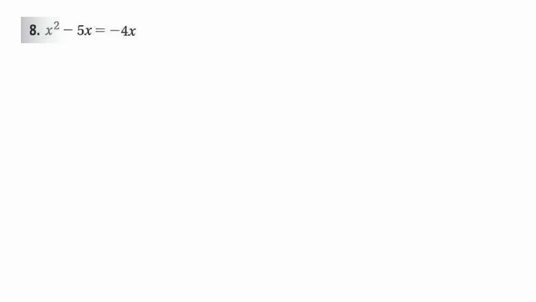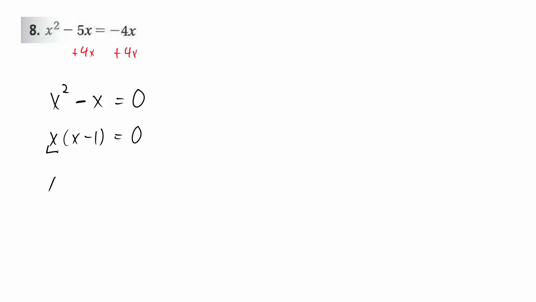For number 8, we have the same scenario. We don't have 0 on one side. I want 0 on one side, so let me move this to the other side. That's 4x. So we get x squared minus 1x, or just minus x equals 0. And so, this is a little awkward to factor. But one thing I do notice is that I can factor out an x.